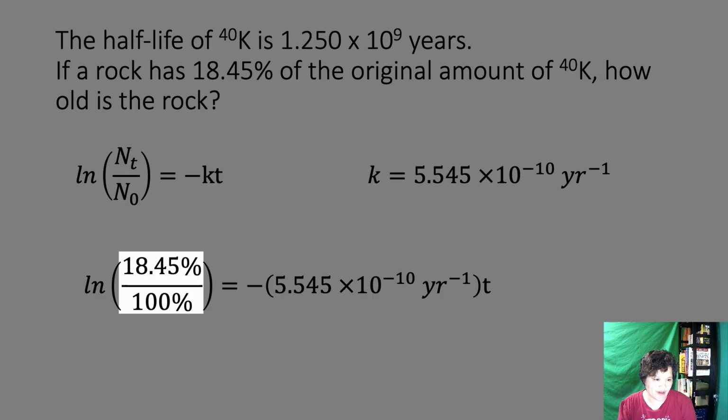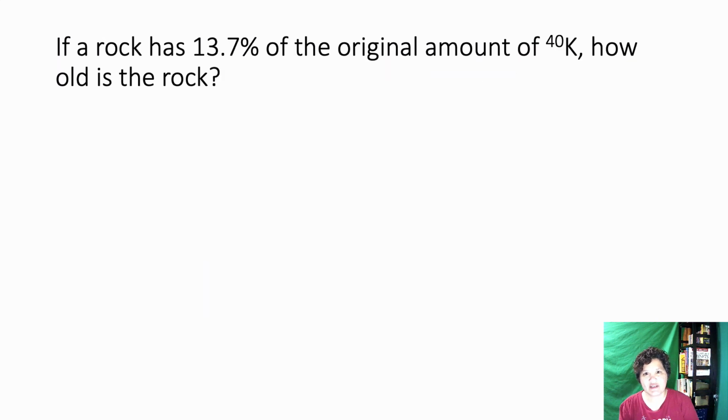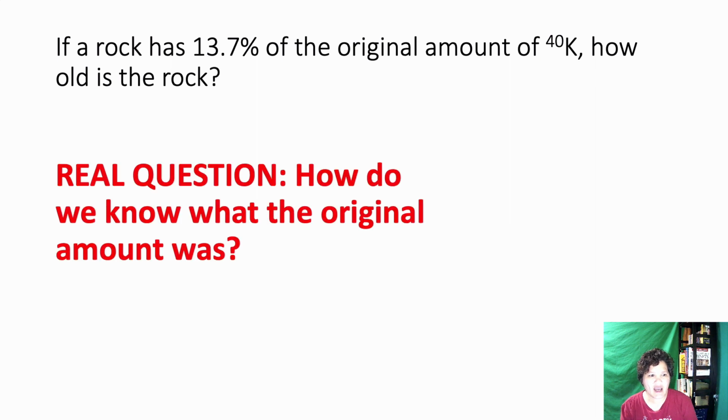Again, using 18.45% divided by 100%, and then that equals minus K value times T, and that gives us a value of T equals basically about 3 billion years. So that's all well and good, but the problem is if I give someone a problem like this, that says a rock is 13.7% of the original amount, the first question out of your mouth when you see a problem like this should be, wait, how do we know what the original amount of potassium-40 in the rock was?